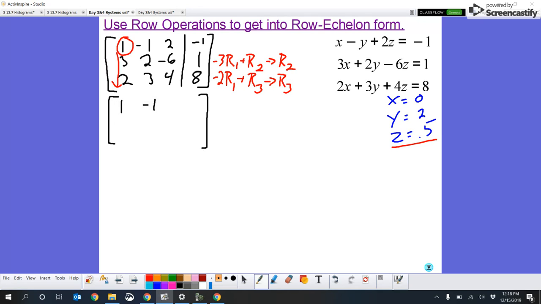1, -1, 2, -1. All right, -3 times 1 is -3 plus 3, that is 0. -3 times -1 is 3 plus 2 is 5. -3 times 2 is -6, plus another -6 is -12. And -3 times this -1 is 3 plus 1 is 4.